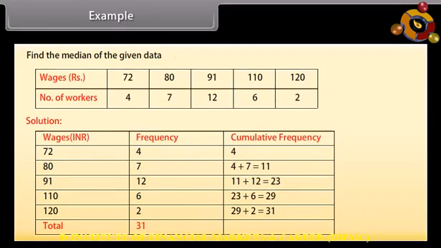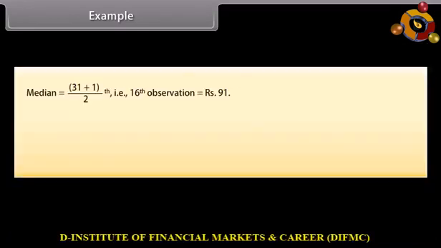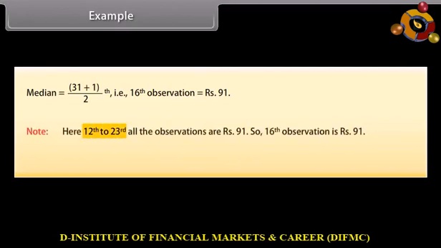After that, we have found the median, which is the 31 plus 1 by 2th, that is, 16th observation, which equals rupees 91. Here 12th to 23rd, all the observations are rupees 91. So, the 16th observation is rupees 91.